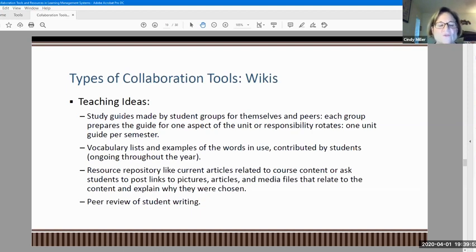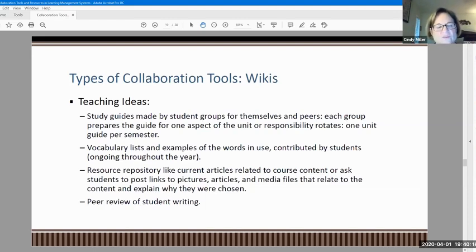You can use it as a resource repository for current articles. So if there are articles you find to help the students with their particular topic, you could create a resource repository so students could go in and say, oh okay, I need to look at that resource. And again, I encourage students to add to those resources as well.